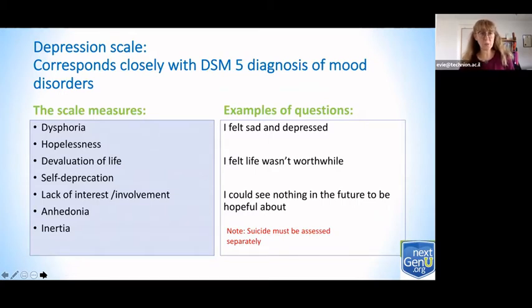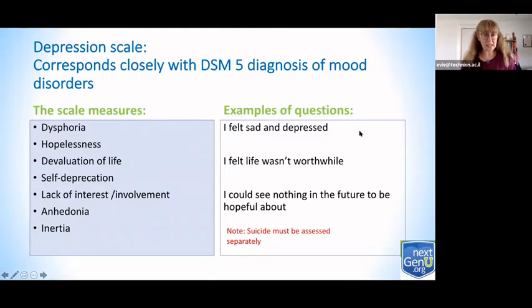So first of all, the depression scale. So this corresponds closely with the DSM-5 diagnosis of mood disorders. That's the Diagnostic and Statistical Manual of Mental Disorders. And this scale measures dysphoria, that's a real state of dissatisfaction with life, hopelessness, devaluation of life, self-deprecation, lack of interest or involvement in life, and hedonia, that's the inability to get pleasure out of anything, and inertia.